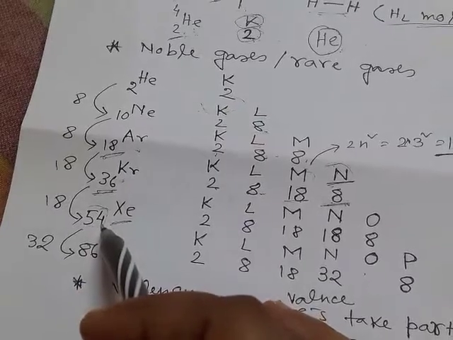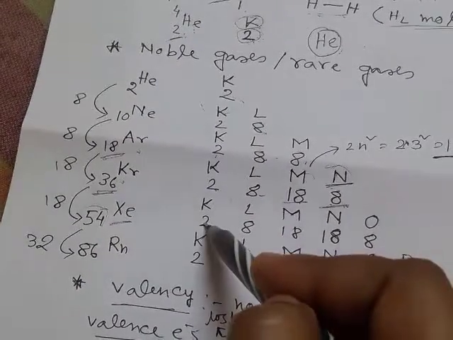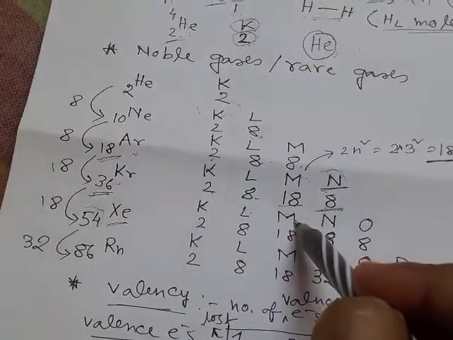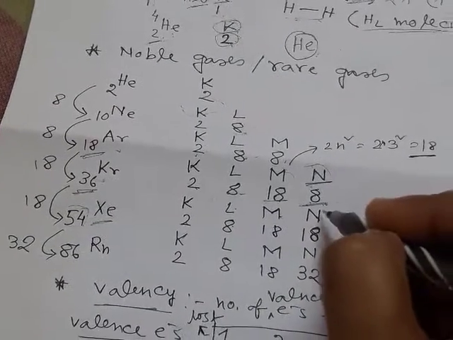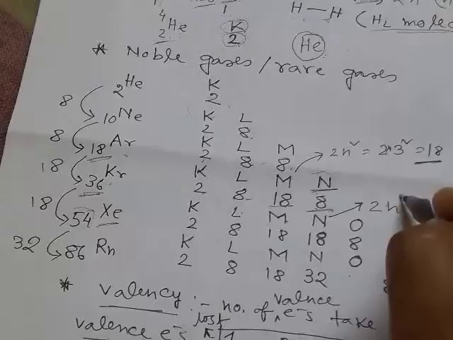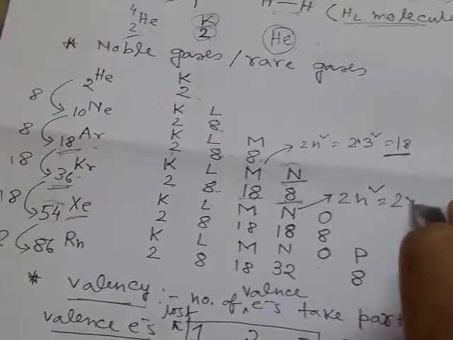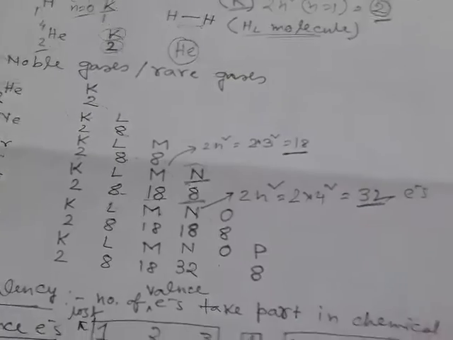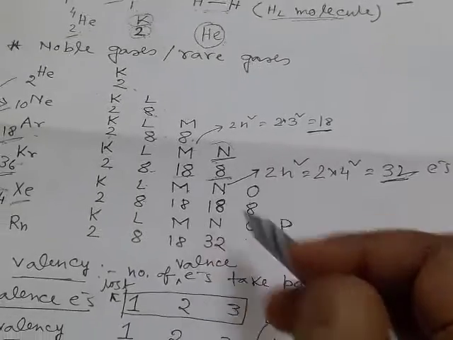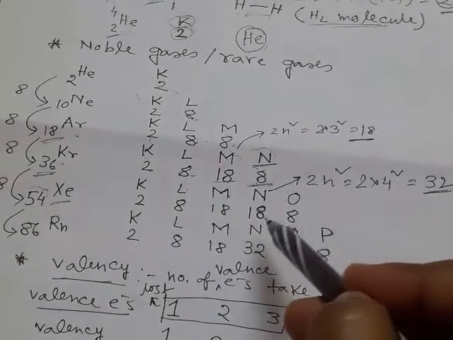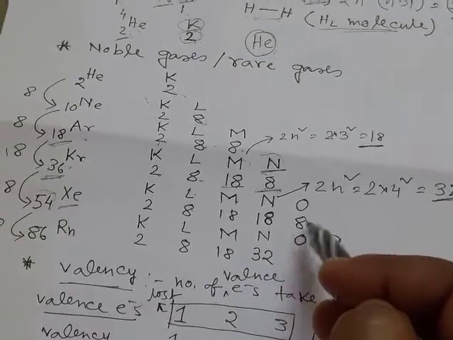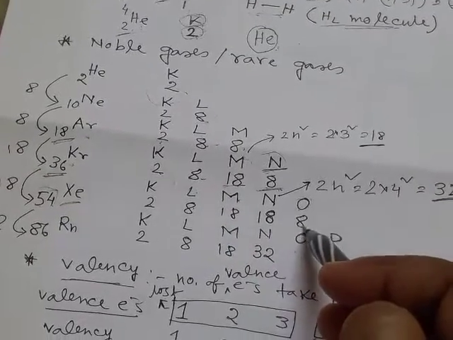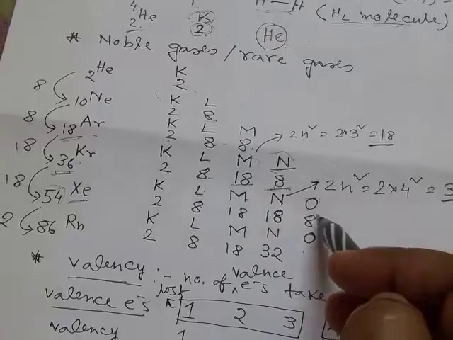Atomic number is 54. Here there are 2 electrons in K shell, 8 electrons in L shell, 18 electrons in M shell, and in the N shell, from the 2n square rule, the N shell can accommodate 2 into 4 square, that means 32 electrons. Maximum 32 electrons can be accommodated in the N shell, but to give the stable octet, that is 8 electrons, they will go to the valence shell. Here O is the valence shell, then 8 electrons jump from the N shell to the O shell.